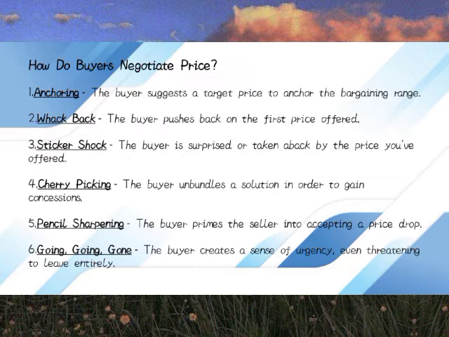So the second one is the whack back. The buyer pushes back on the first price offered. This is one of the most common buyer tactics, to always push back on the first price offered. For example, "Your price is too high." This is the buyer's first phrase no matter what it is when you tell them the price for the first time. There are times that money objections aren't truly about money at all.